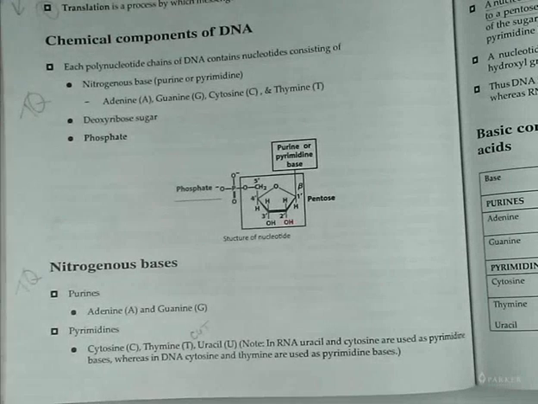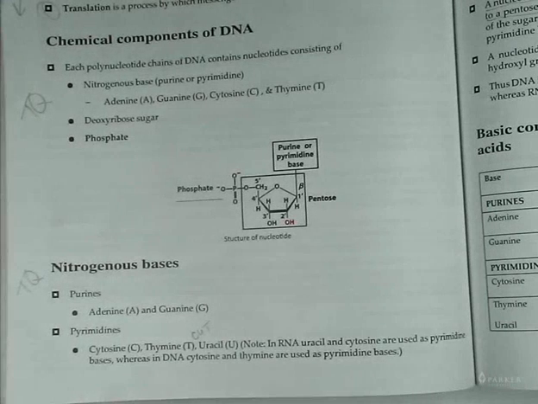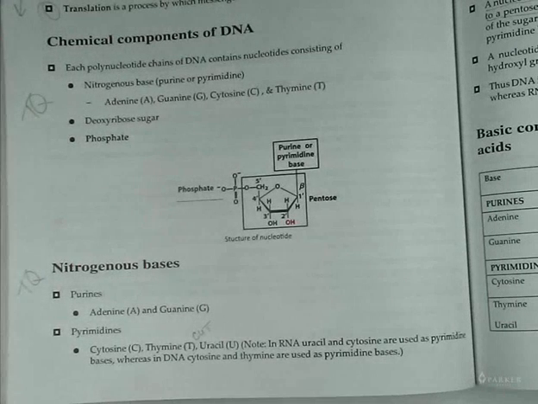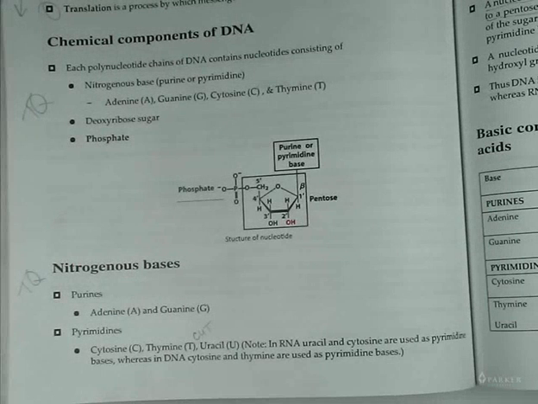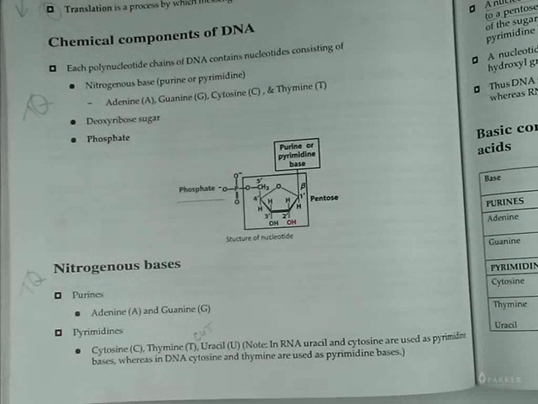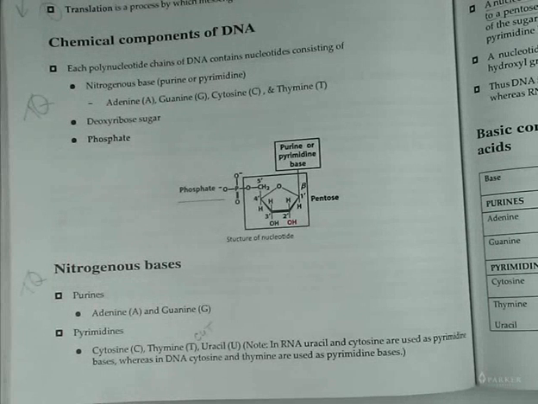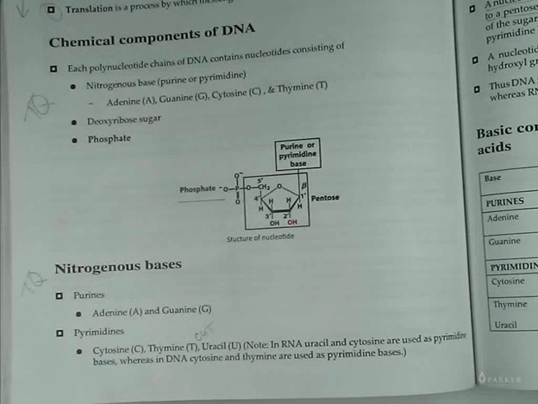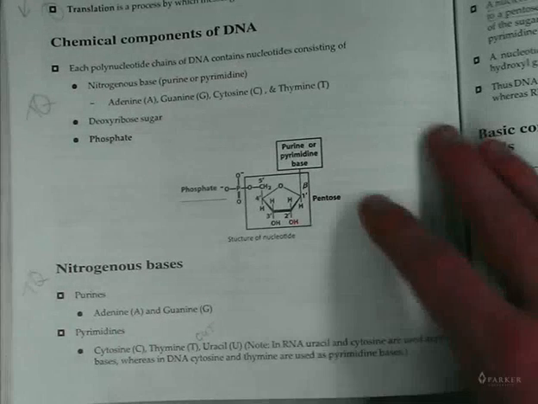Nitrogenous bases. We've got two types, purines, pyrimidines. Our purines are adenine and guanine, and our pyrimidines are cytosine, thymine, and uracil. How I remember that, I like to put those three and make the acronym CUT. So those all go together, making a quick little three-letter word.